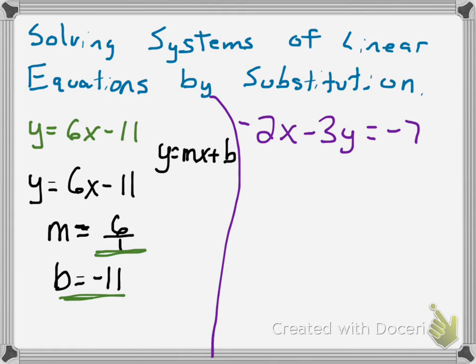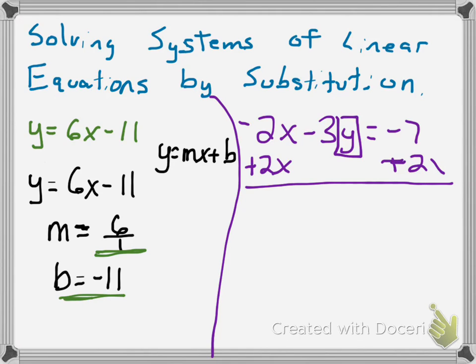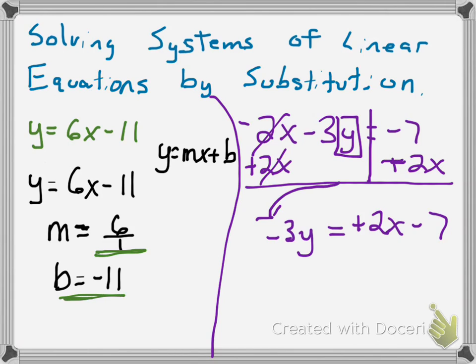Now let's look at this equation over here. It is not in slope-intercept form. Got to get y by itself. So let's take everything else to the other side. What I'm going to do is add, do the opposite, 2x to both sides. Cancel out. Let's save ourselves some room here. I'm going to bring down the negative 3y equals positive 2x minus 7. I want x first.